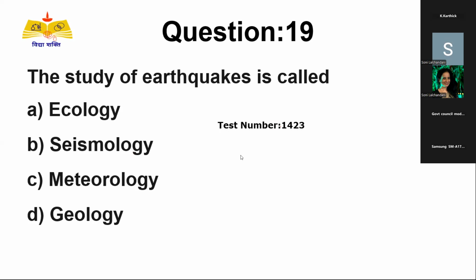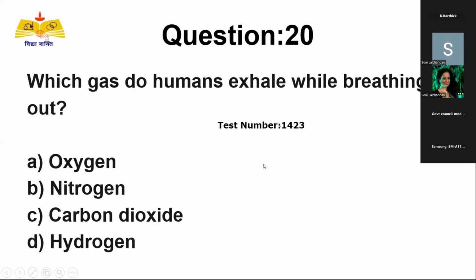Right? Pick up. And let's go to the question number 20. Which gas do humans exhale while breathing out? A, oxygen, B, nitrogen, C, carbon dioxide, or D, hydrogen. So your test number is displayed here. I've typed it 1423. I hope you all have written your test number. Those who have joined late also have quickly run through the questions. I hope you all have attended very well.